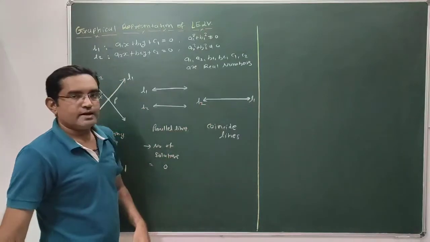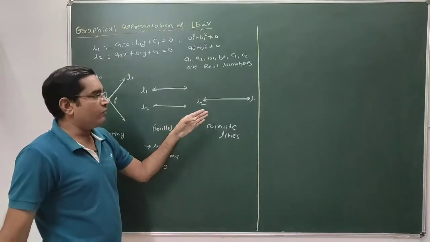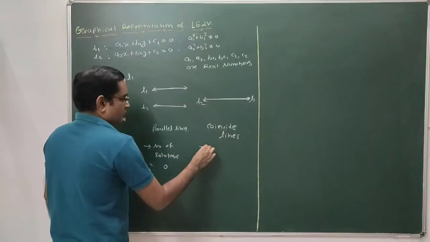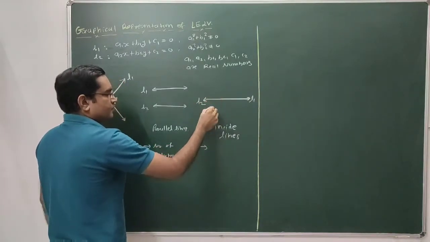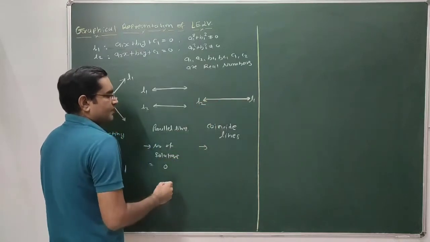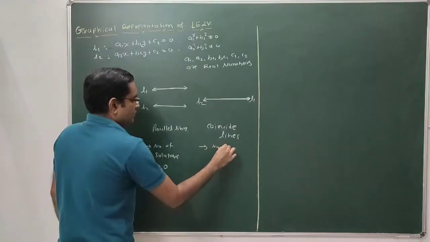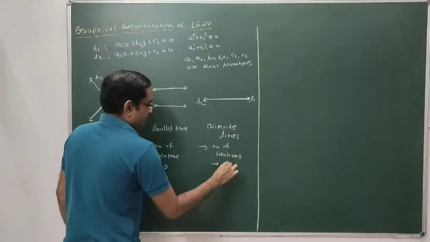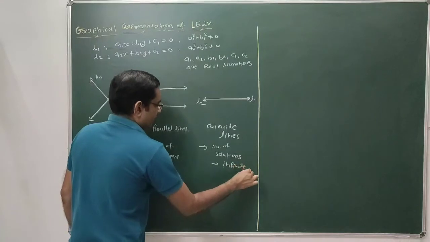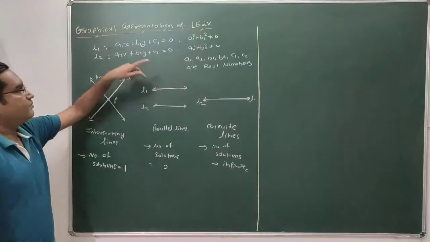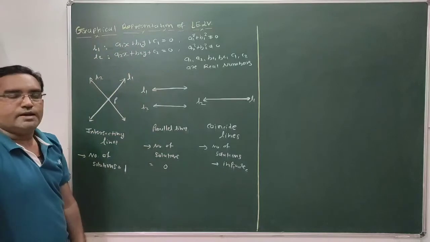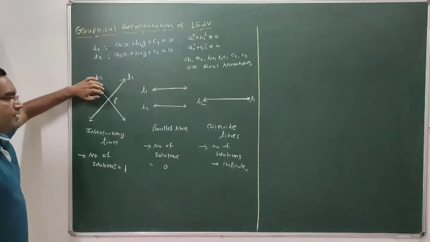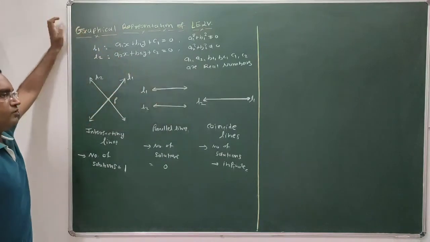For example, if you get a graph like this, that means one line lies over the other line, so all the points are common. Infinite points lie on this line, so here the number of solutions is infinite. So in this type of case we get an infinite number of solutions for the given pair of linear equations in two variables. So for any pair of linear equations, it can have one solution, no solution, or infinitely many solutions.